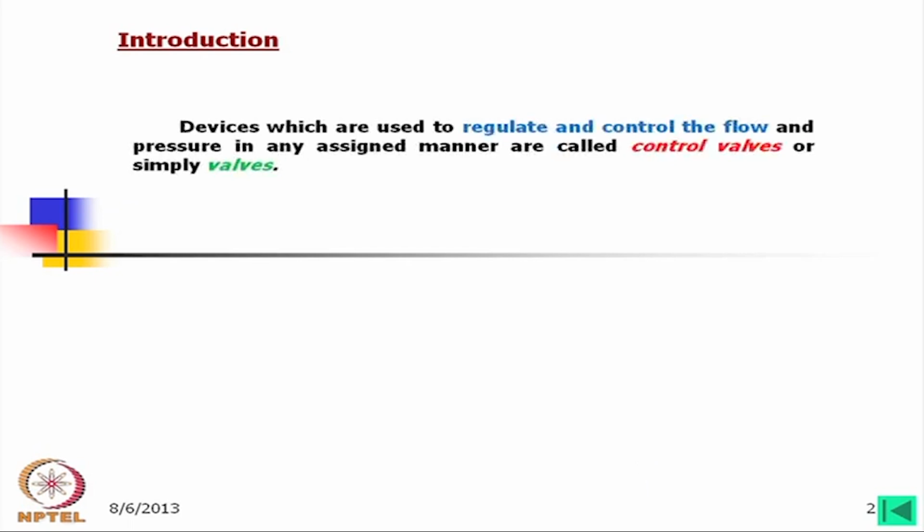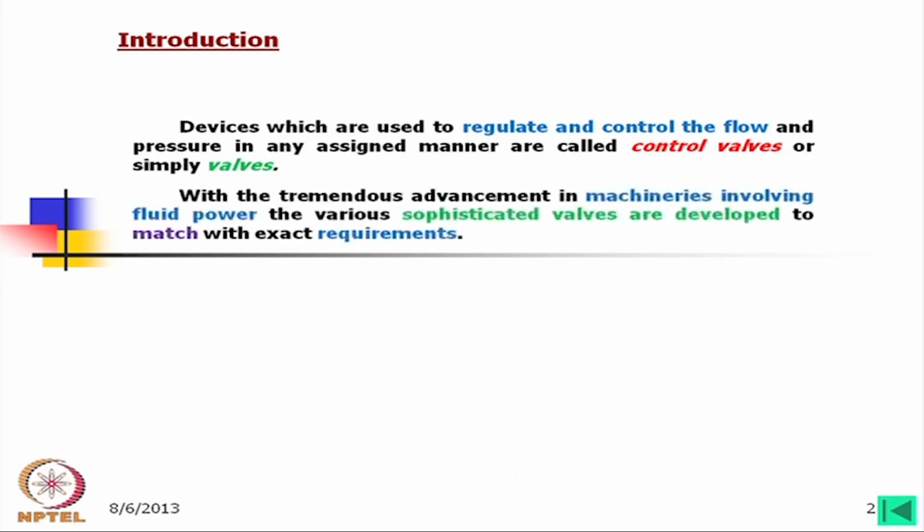Devices which are used to regulate and control the flow and pressure in any assigned manner are called control valves, or simply valves. Actually, we should call it control valves, but normally we omit this control part and we call only valve.